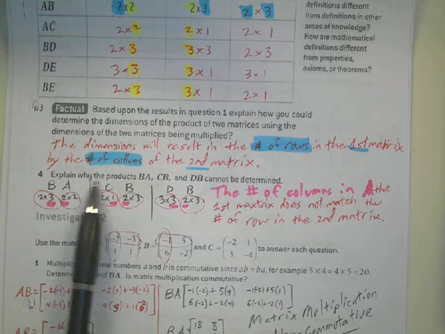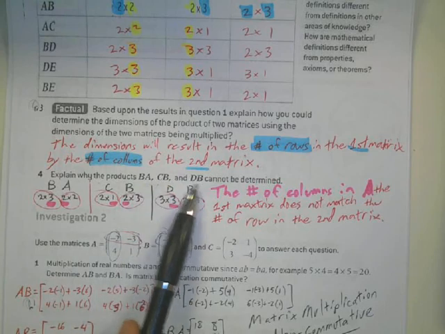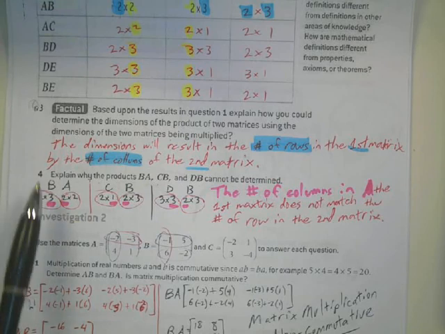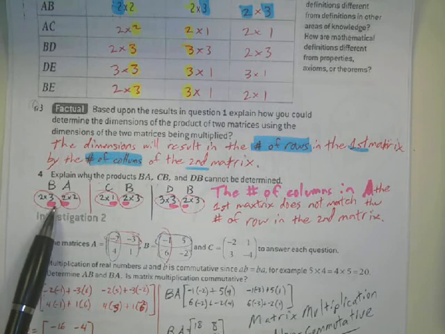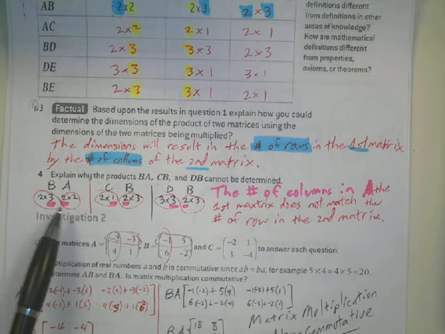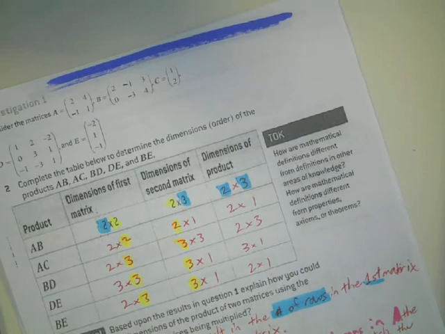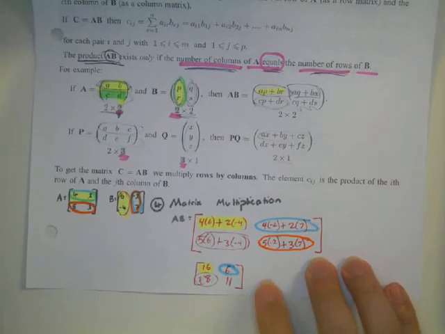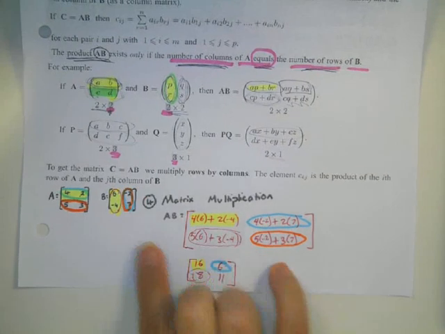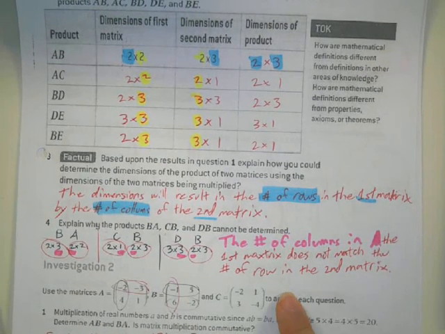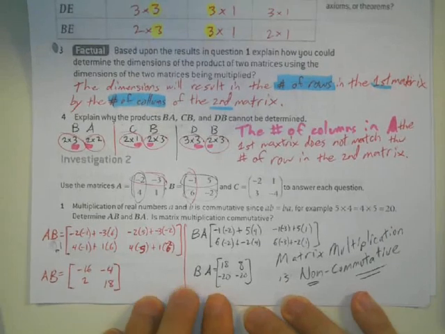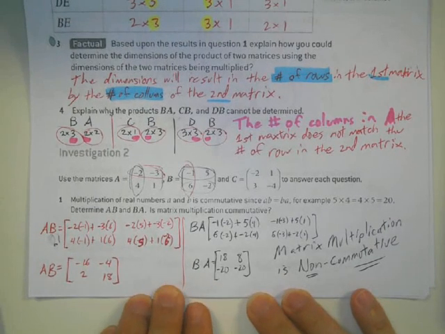So explain why the products BA, CB, and BD cannot be determined. So if you look at matrix B, it's a 2 by 3 matrix. And if you look at matrix A, it's a 2 by 2 matrix. So the number of columns in matrix A does not match the number of rows of the second matrix. And as we did in our earlier example here, we can't follow this process of multiplying the row times the column if the number of columns of the first matrix doesn't match the number of rows of the second matrix. Okay, so I will let you check your work here, and let's move on to the next one.